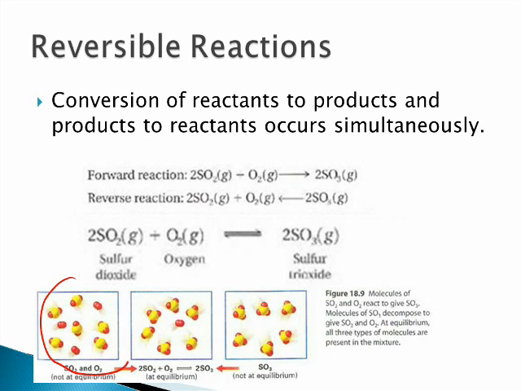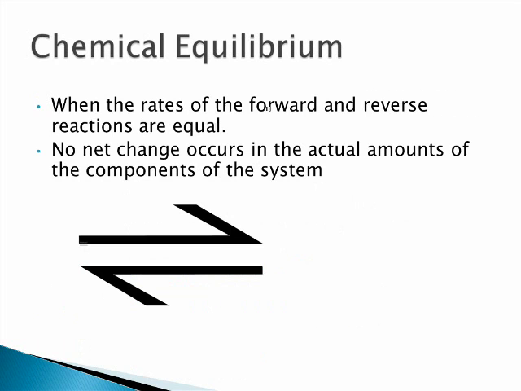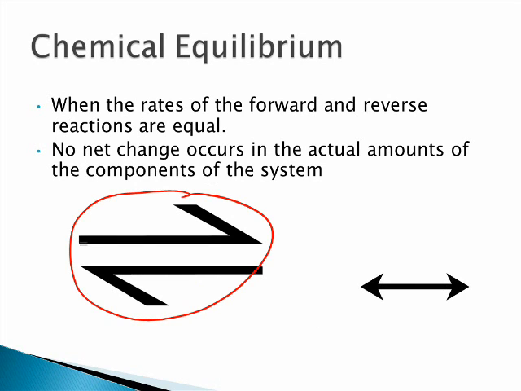So if we look here at the reactants, if it's just SO2 and O2, it's not at equilibrium. If it's just the product SO3, it's not at equilibrium. It's only at equilibrium when the rates of reaction go back and forth between SO2, O2, and SO3. Chemical equilibrium here we denote by a double arrow, or one of these. That means chemical equilibrium is when the rates of the forward and reverse reactions are equal.